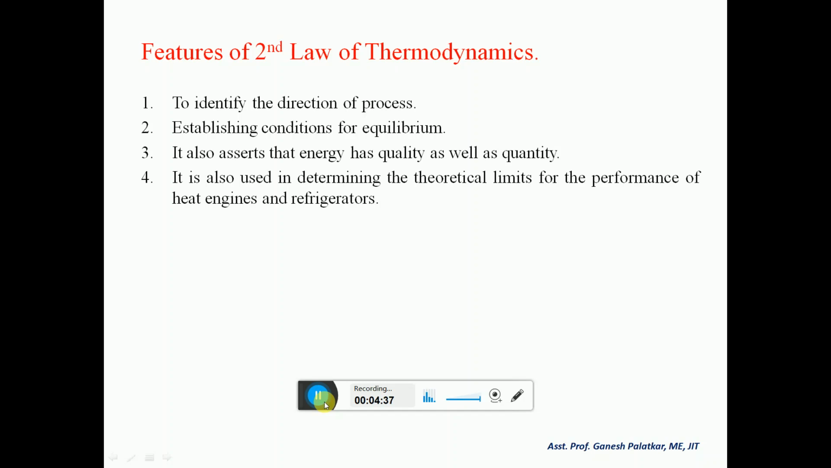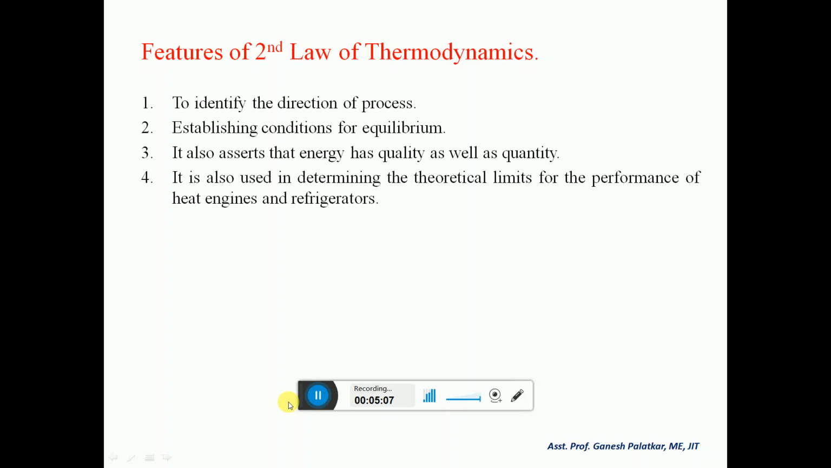So these are some features of the second law of thermodynamics. First is to identify the direction of the process. Second is establishing the condition for equilibrium. Third, it also asserts that energy has quality as well as quantity, as we discussed in the previous slide. And the last one, it is also used for determining the theoretical limits of performance of heat engines and refrigerators.